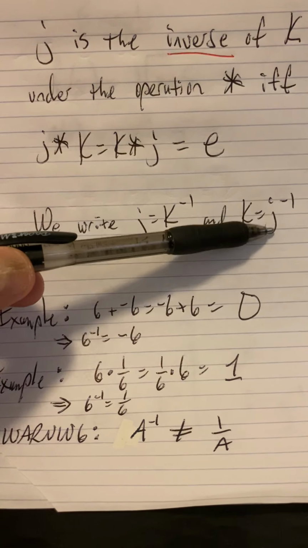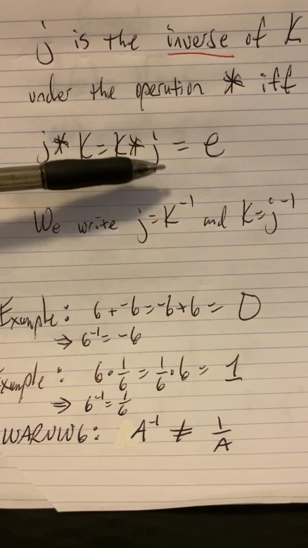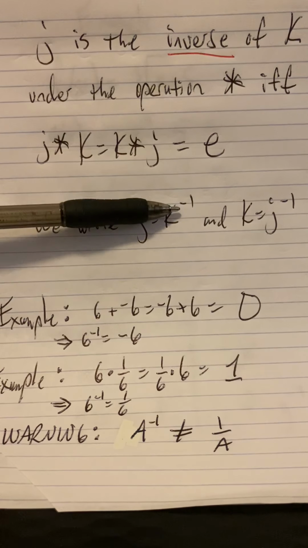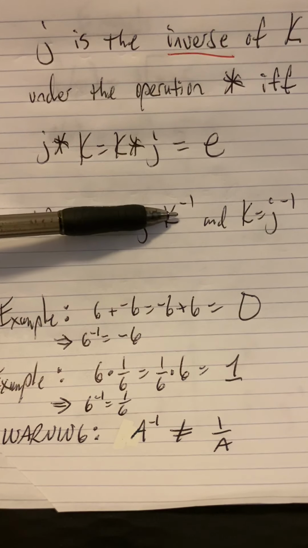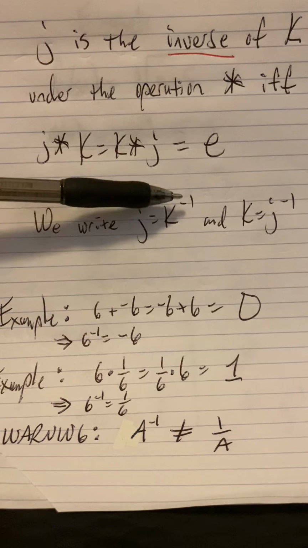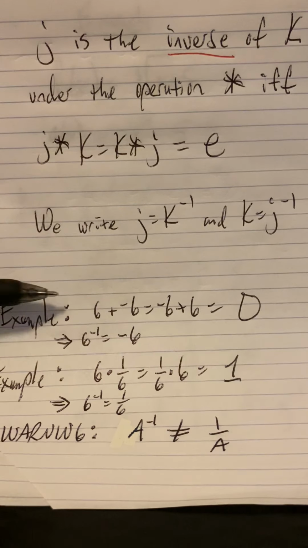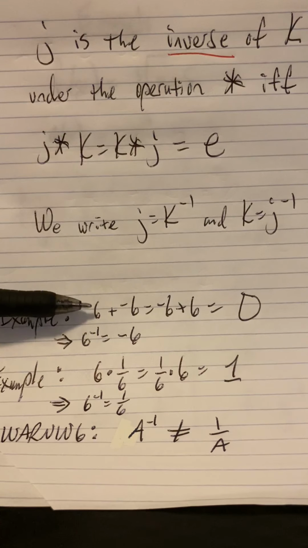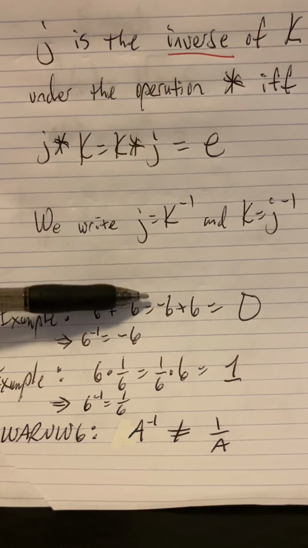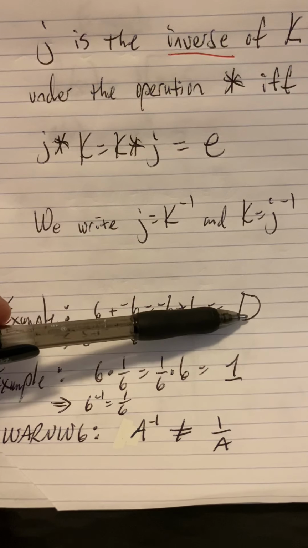So we say J superscript -1. This -1 notation as a superscript almost looks like an exponent. We'll talk about that in a second. But this superscript -1 actually just indicates the inverse. So examples. In addition, opposites are inverses. So 6 plus -6 is equal to -6 plus 6, which gives us the identity element 0 in addition.